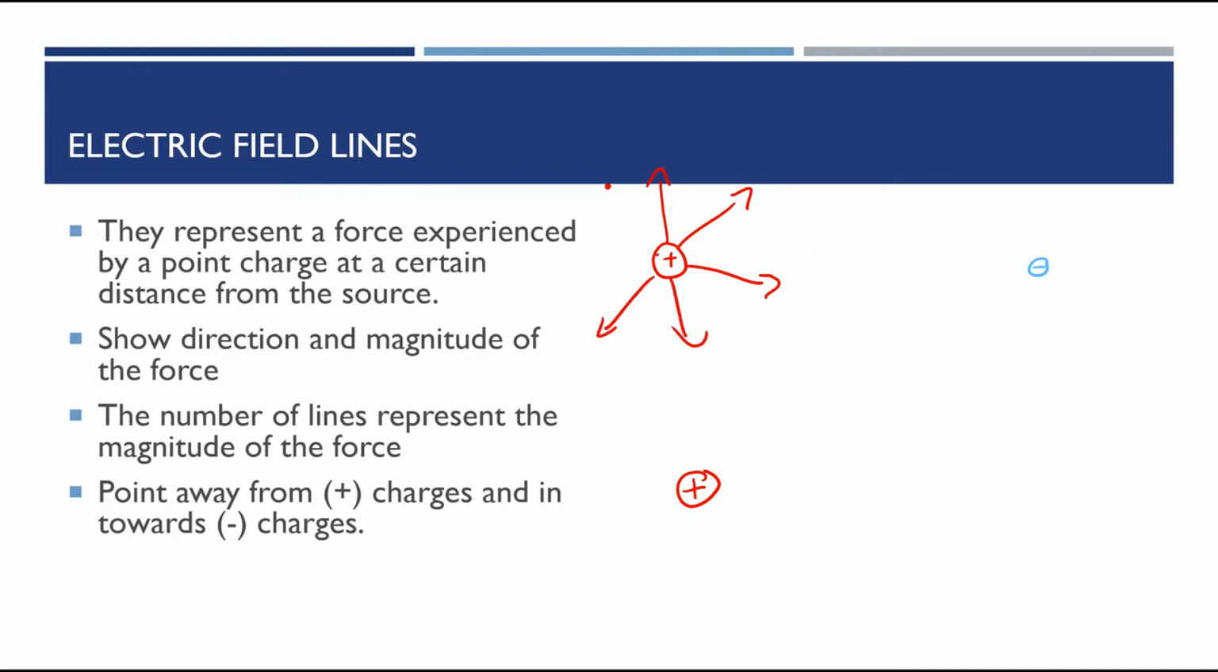So these forces would come pointing outwards, whereas if we were to put a point charge with a negative source, we would see these lines pointing in towards the negative charge.